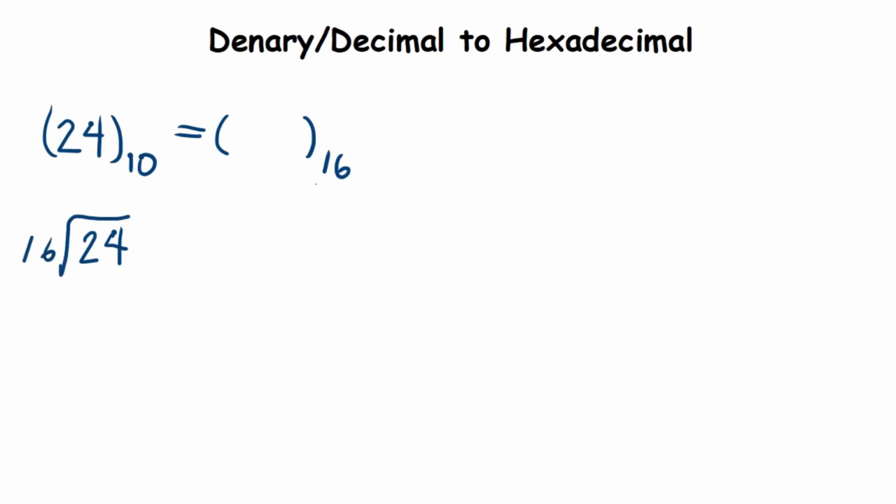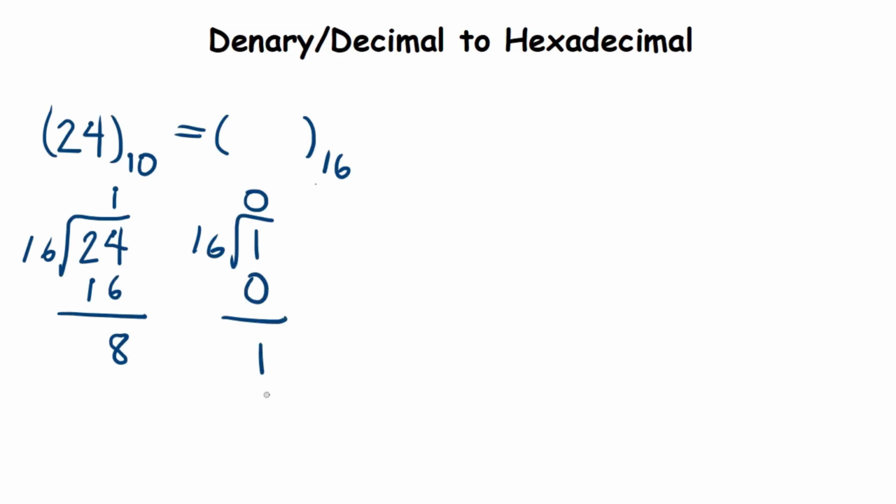24 divided by 16, it will give us 1. 1 times 16 is 16, and 24 minus 16 is 8. And then whatever quotient we got, we will divide it by 16 until we get 0 quotient. So here we'll get 0. 0 times 16 is 0. And 1 minus 0 is 1.